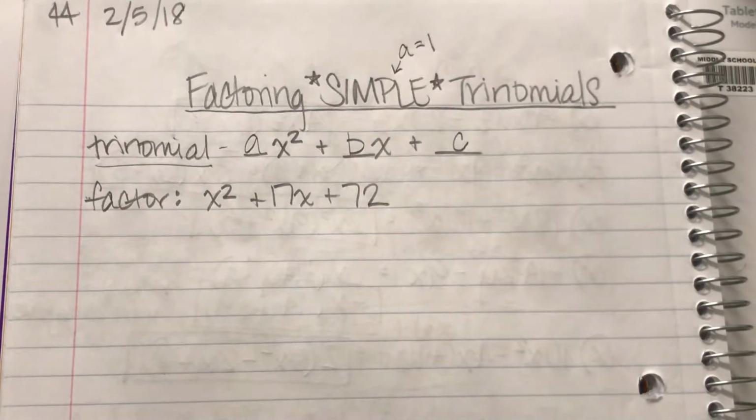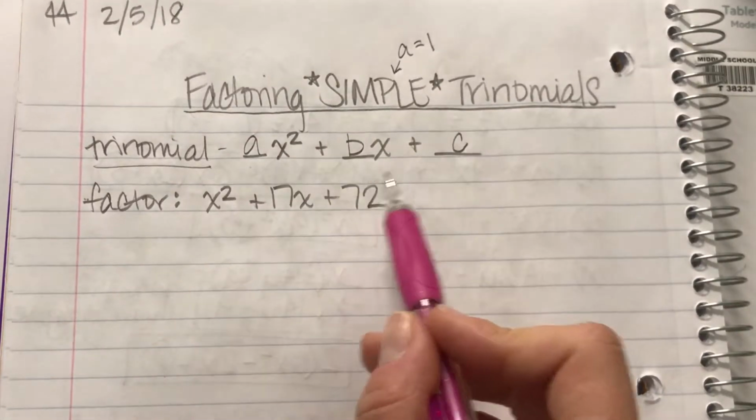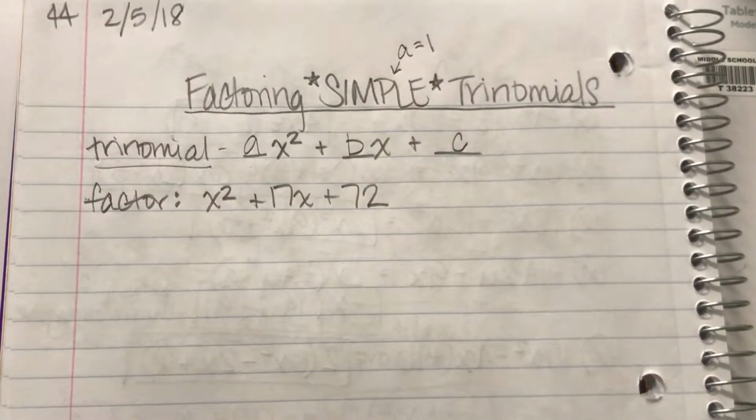Okay, if I ask you to factor this, what do you think, Carter? Wait, I was going to ask, is the first one the A and then it goes B and C? Yeah, that's why I wrote A first and then B and then C. Is that 17 in the middle? 17 in the middle, 72.